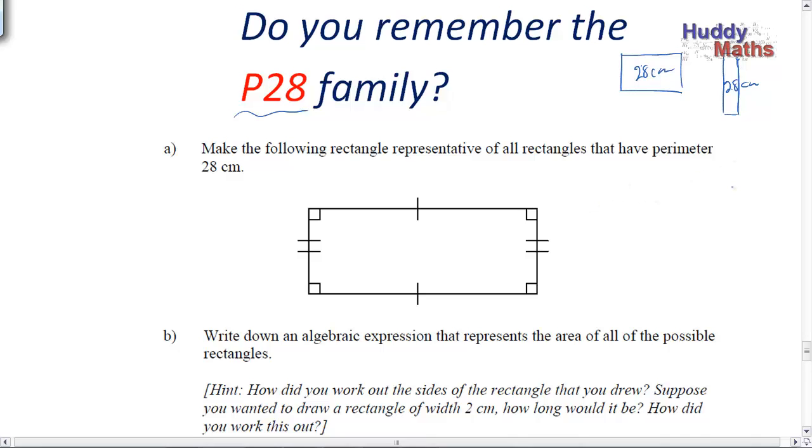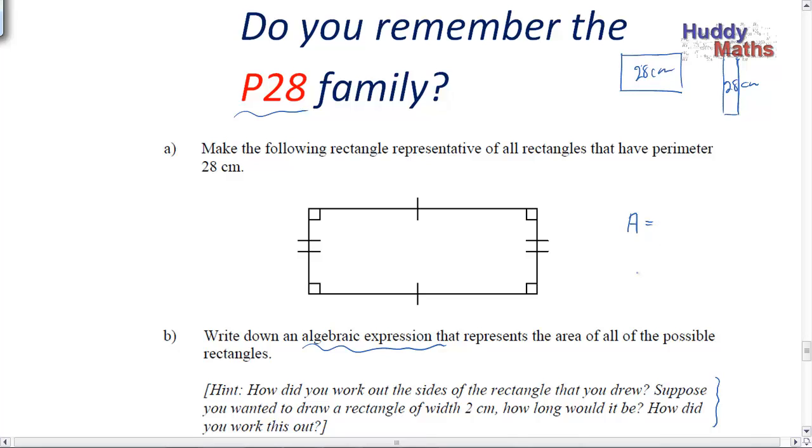Now that's what you build up, and you don't need to do another one. You can try to remember. But what we're going to do is to go down to this hint, because we want to try and make an algebraic expression that represents the area of all the possible rectangles. Hey, could we make an equation? What about calling the area big A? Hey, we could make an equation for this, not just an expression.